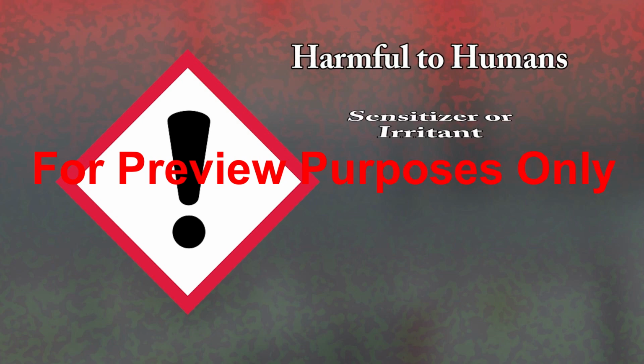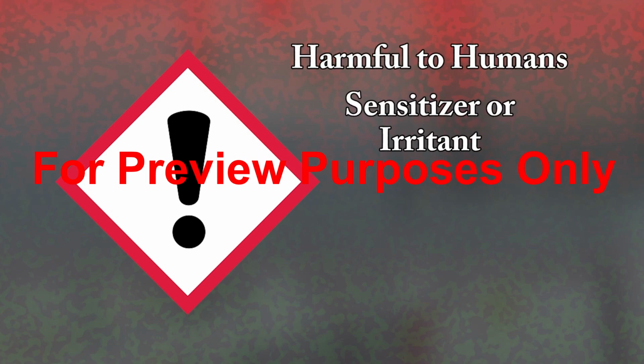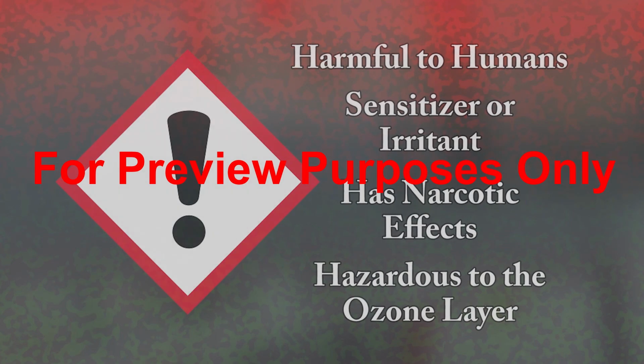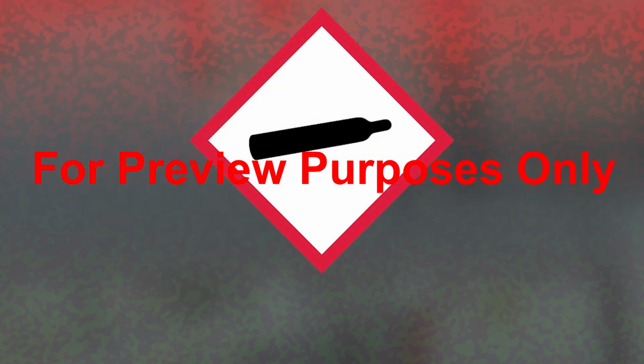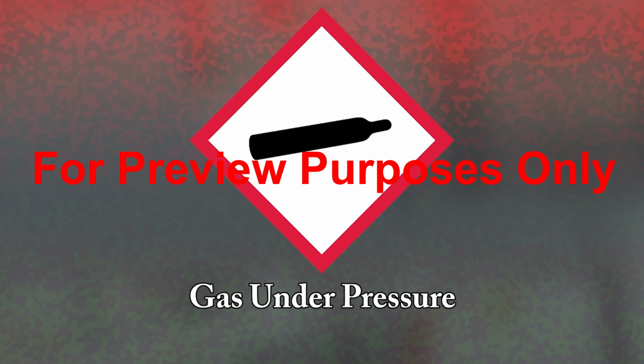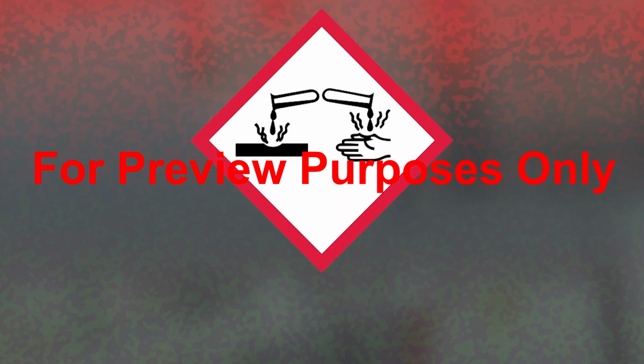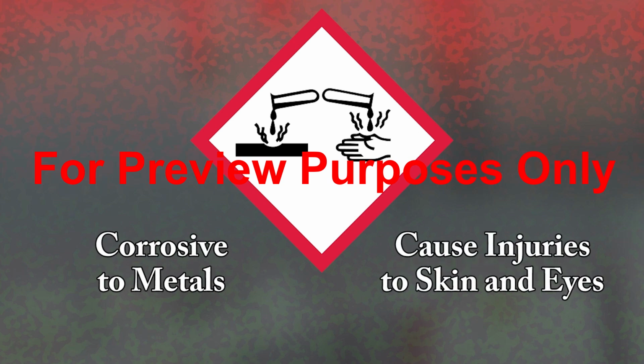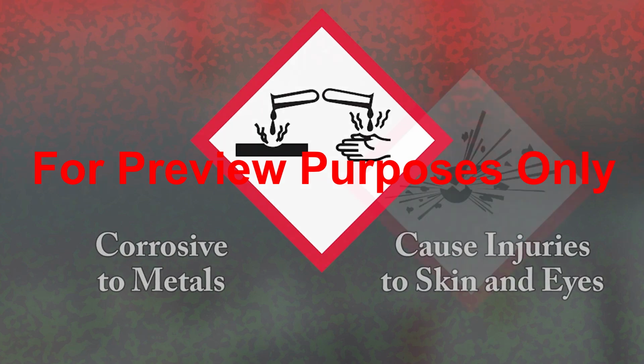An exclamation point indicates that the chemical may be harmful to humans, a sensitizer or irritant to the skin, eyes, or respiratory tract, has narcotic effects, or is hazardous to the ozone layer. An image of a gas cylinder indicates that the chemical is a gas under pressure. Test tubes dripping a liquid on a bar of metal and a hand means that the chemical can be corrosive to metals and cause injuries to the skin and eyes.